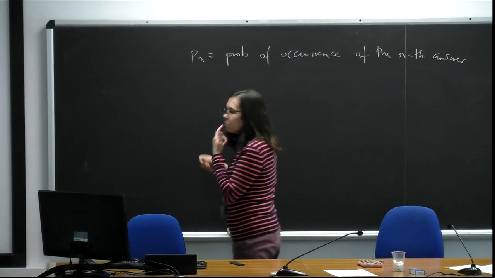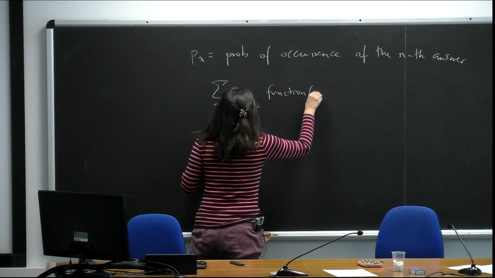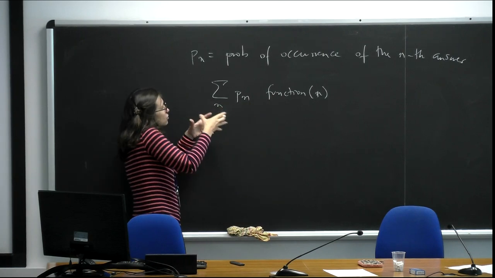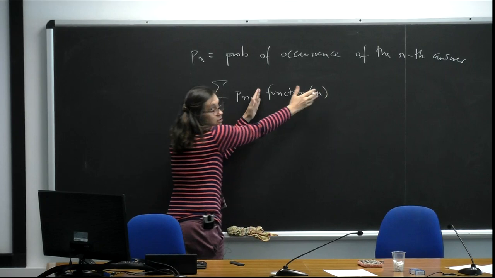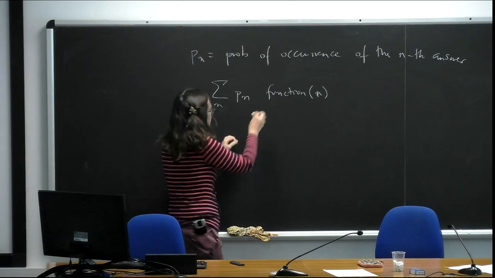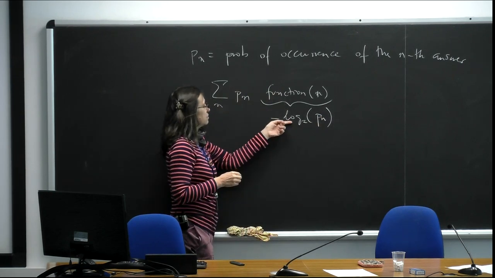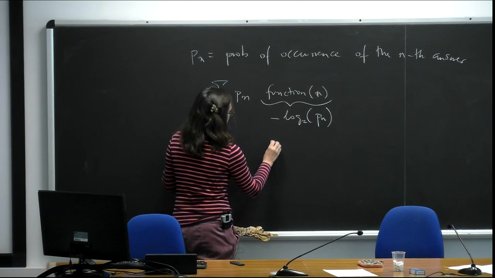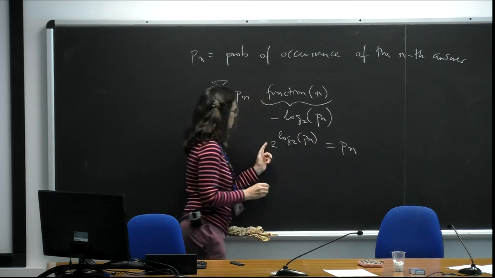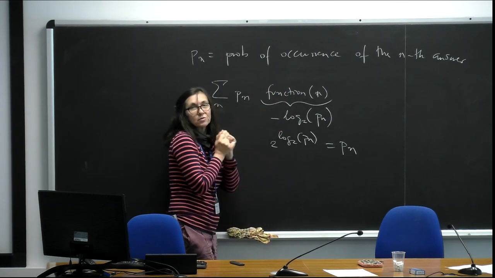So if I do a sum over n of Pn and whatever function of n of the state of the nth answer, what I'm doing is computing the mean of this function weighted by the probability with which the different responses can appear. So here this function is minus log 2 of Pn. Log 2 is the log base 2. This means that if I do 2 to the log 2 of Pn, then this is Pn. Doing 2 to the power unwraps the log base 2.